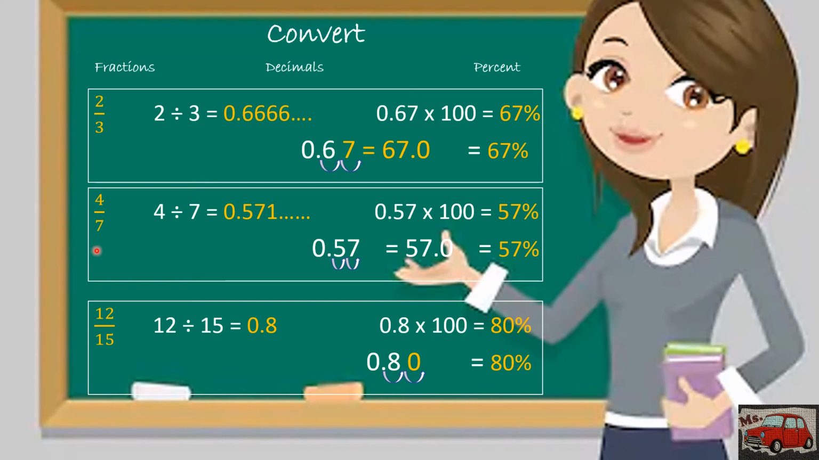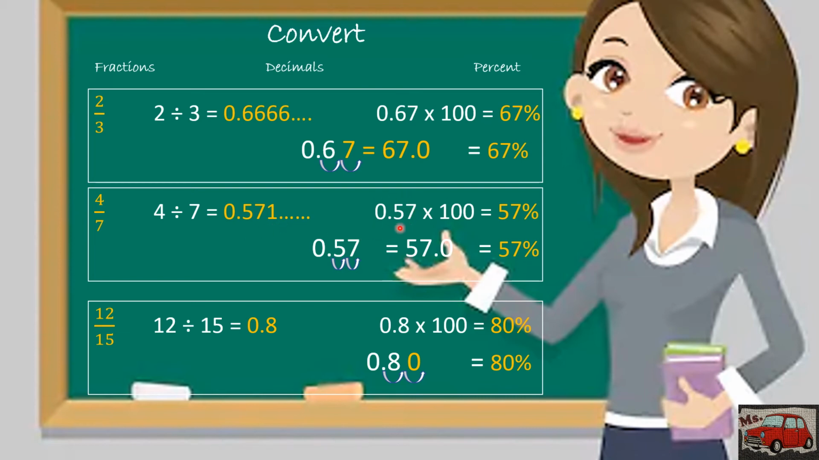So, to convert that into decimal, divide nyo lang 4 divided by 7, then you'll get 0.571 and so on. So, just round it off to the nearest hundredths. So, yung 7 mo, magiging 7 pa rin kasi 1 lang yung katabi, below 5. So, that will be 0.57.